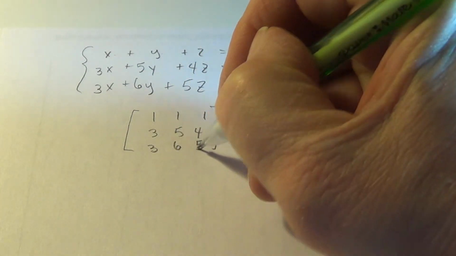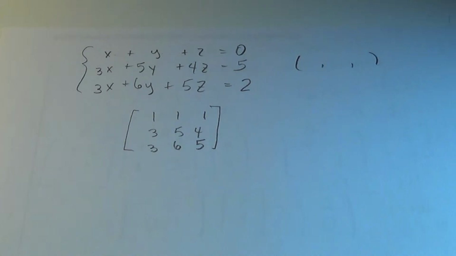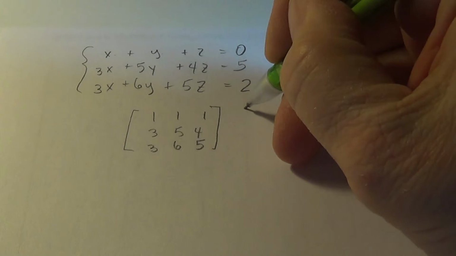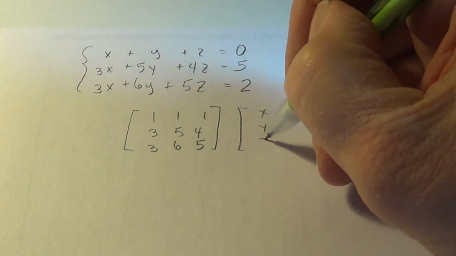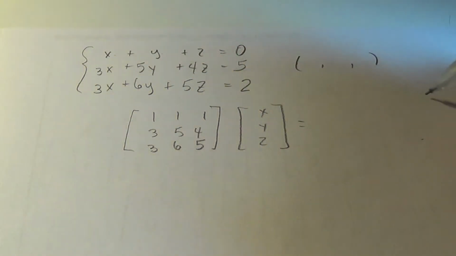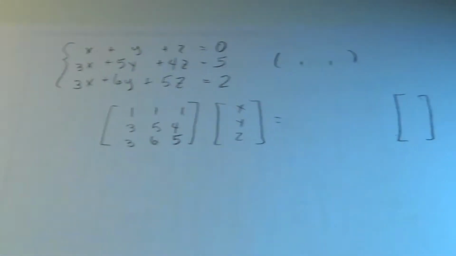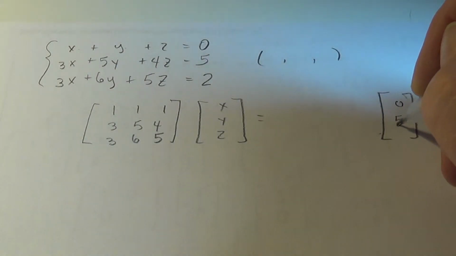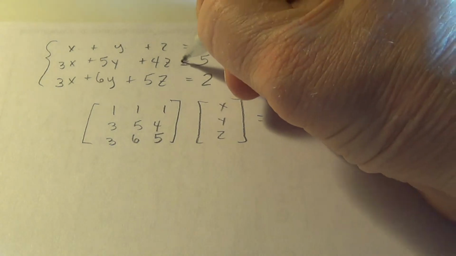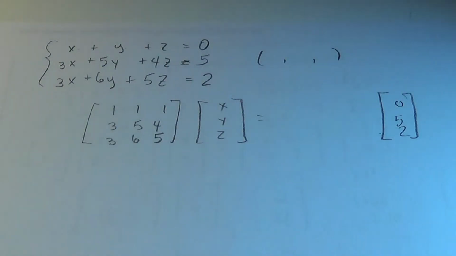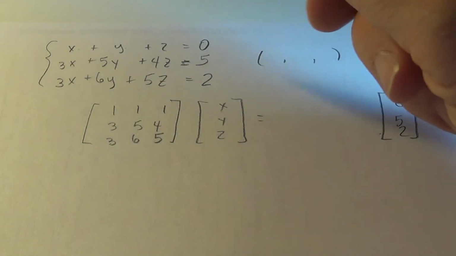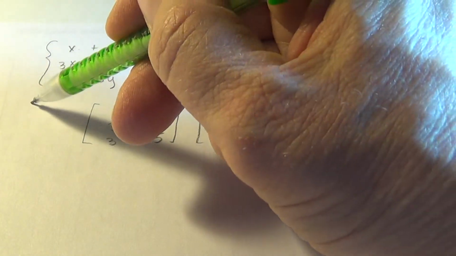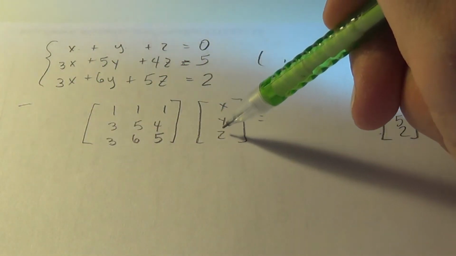That word coefficient is always the number in front of an unknown. Then we're looking for x, y, and z, and it's going to equal, I'm going to leave a space this time, hope it still fits in, I'll make sure it does, 0, 5, 2.